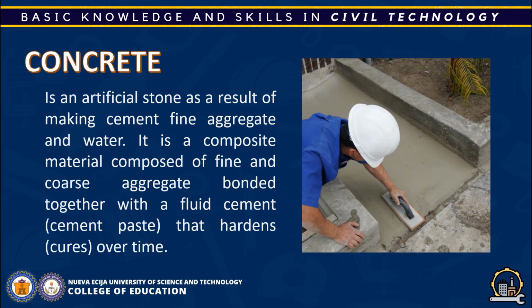Concrete is an artificial stone made from cement, fine aggregate, and water. It is a composite material composed of fine and coarse aggregate, bonded together with a fluid cement or cement phase that hardens and cures over time. It is an important building product. Concrete is chosen over wood as a construction material because of its durability and cost effectiveness. It is a necessity for underground use. Concrete is a sustainable choice for residential and commercial projects, and the strength of concrete increases over time.